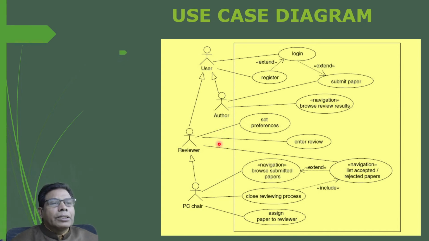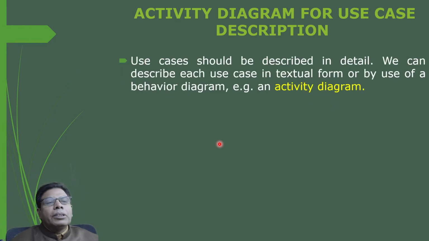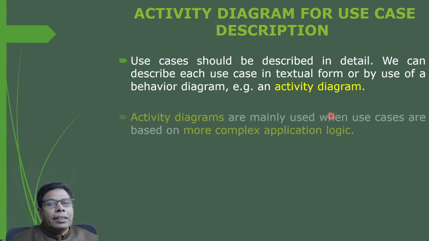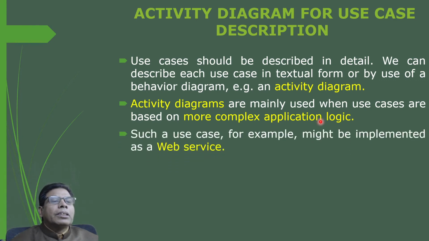Then let us go to the next, that is the activity diagram for the use case. Now here, use cases should be described in detail. We can describe each use case in textual form or by the use of a behavior diagram, for example, an activity diagram. So here, the use case can be described with the help of the activity diagram. So activity diagrams are mainly used when use cases are based on more complex application logic. So such a use case, for example, might be implemented as a web service. So we can directly make use of the web service and implement this use case.